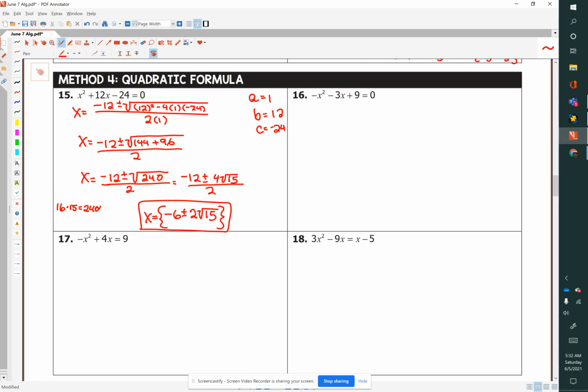Okay, number 16, and our A equals -1, B equals -3, and C equals 9. So we've got a challenge here with these negative numbers, and you have to be so careful with these. Now, when we have a negative B value, because we have a negative B in the formula, it's going to make the 3 positive. So this will be 3 plus or minus the square root.